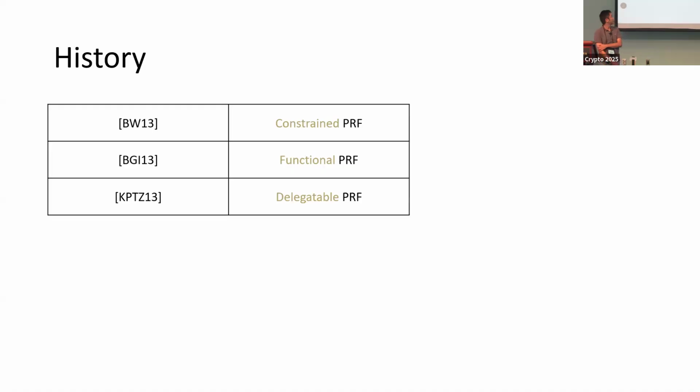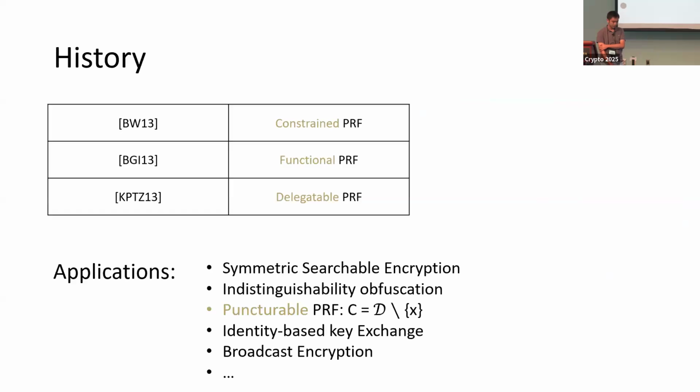The constrained PRF was introduced in 2013 by 3 different papers, and they go by the names of functional PRF and delegable PRF. It has many applications like searchable symmetric encryption, iO, puncturable PRF, identity-based key exchange, and also broadcast encryption.